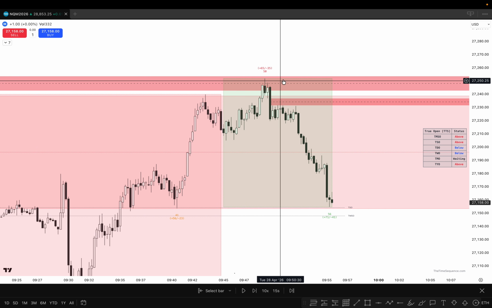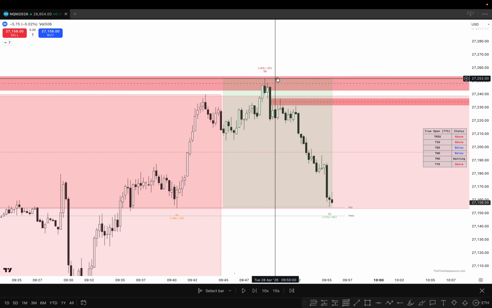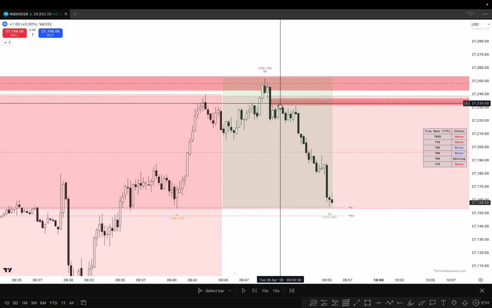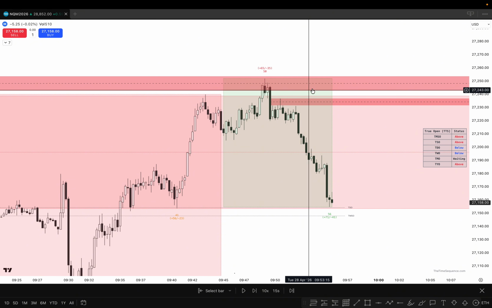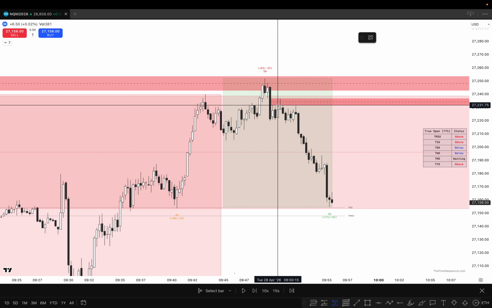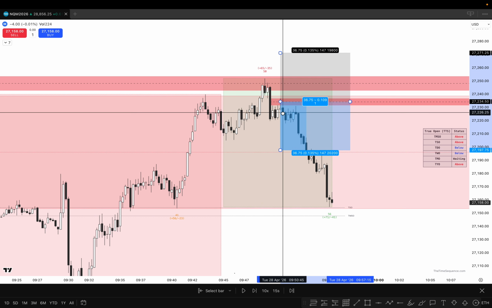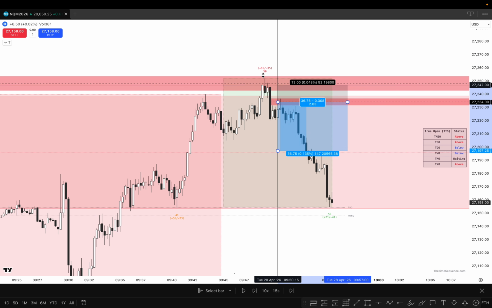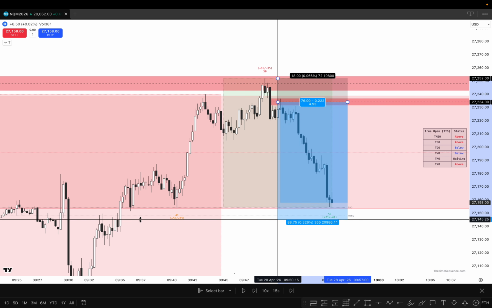When you have this many key elements aligning and confirming your idea, that's when you can be confident in the setup. Because at the end of the day, we always want to enter trades from the highest points possible or the lowest points possible in the dealing range. I have entered on this wick right here, stop loss above this key high right here, targeting this low right here.